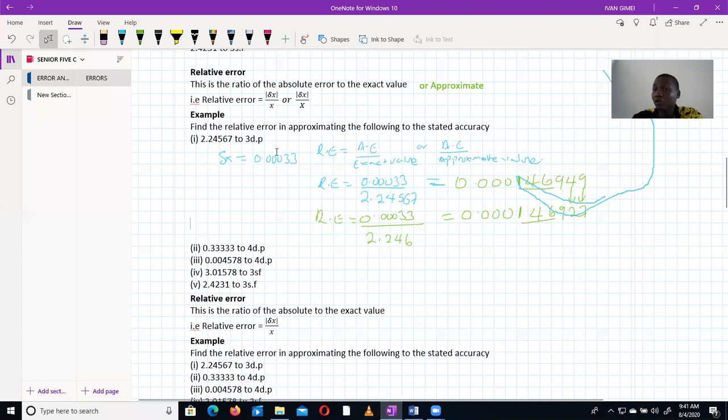You don't find it only by rounding; it depends on what the question wants. They may say by rounding off or by truncating. So here that hasn't been captured, and I think that's a very good observation. So: find the relative error in rounding off the following to the stated accuracy. I think that would be more precise in rounding off.